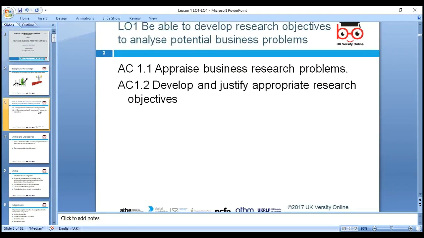We are going to talk about aims and objectives. In LO1, we discuss this objective and appraise a business research problem and develop a research objective. So we always need to go through the research objective. Let's start.